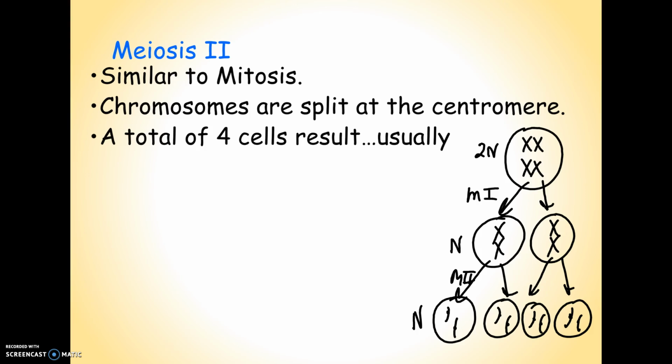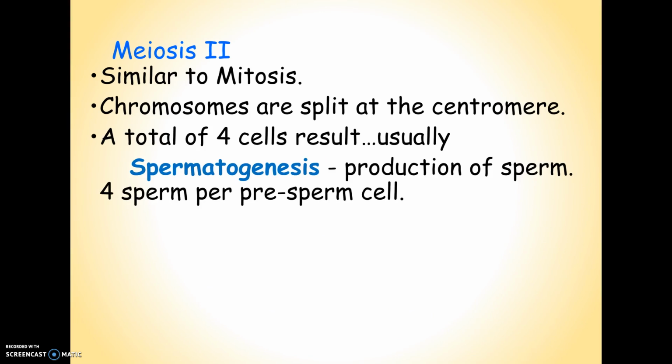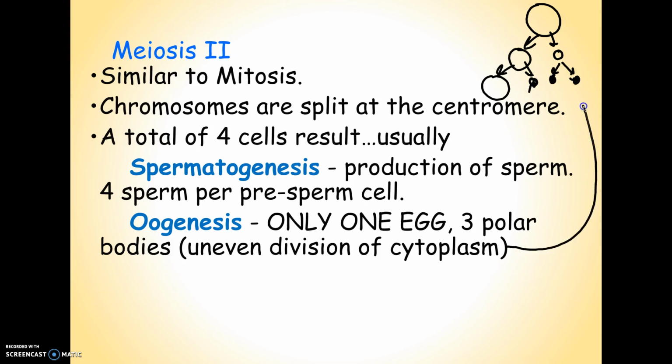In spermatogenesis, 4 sperm are made by meiosis, just like I drew. But in oogenesis, which is the making of eggs, the cytoplasm doesn't divide evenly. So meiosis I happens, all the cytoplasm goes to 1 egg. And then when meiosis II happens, all the cytoplasm goes to 1 egg again. These other 3 disintegrate. These are called polar bodies, and they basically just disintegrate and get reabsorbed.